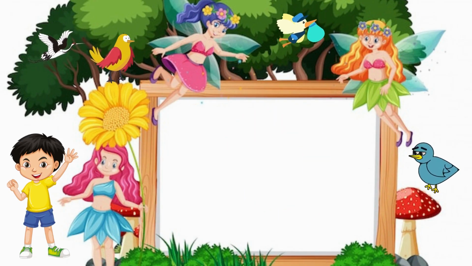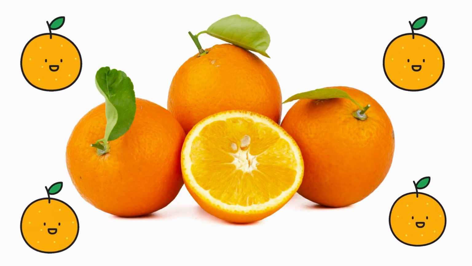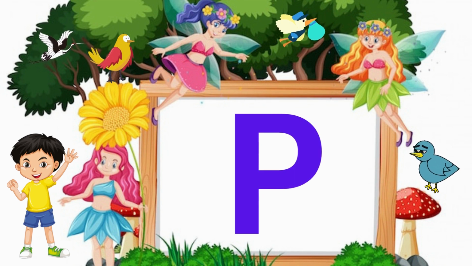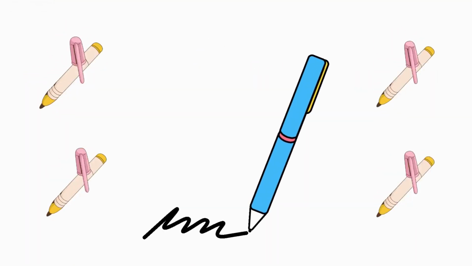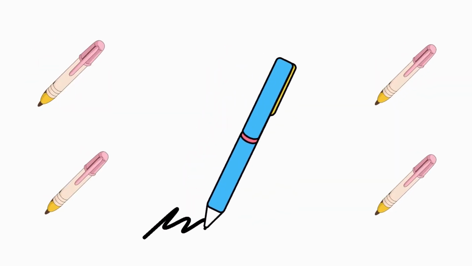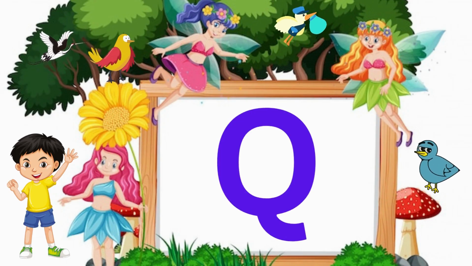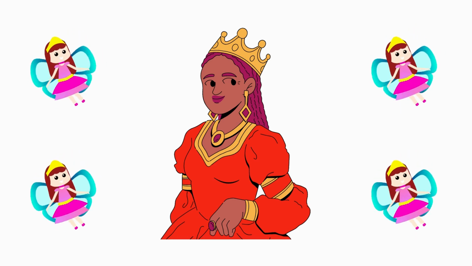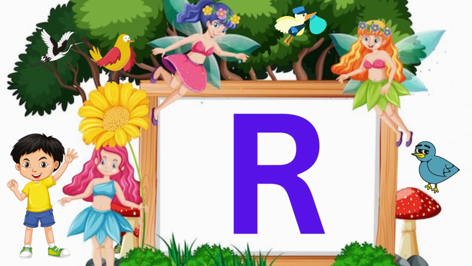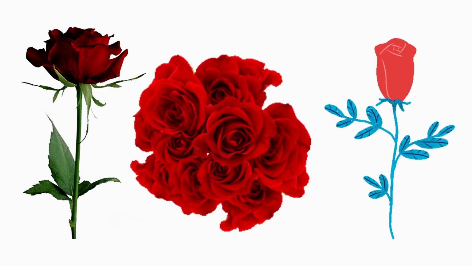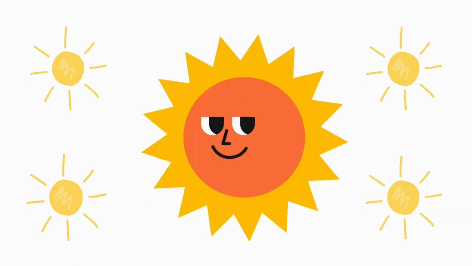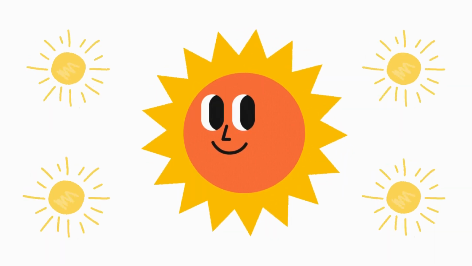O. O for orange. P. P for pen. Q. Q for queen. R. R for rose. S. S for sun.